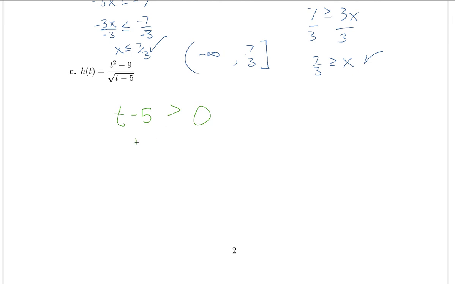But once we realize that setup, then the rest is pretty straightforward. We're saying t is greater than 5. So our domain would be 5, not including 5, up to infinity.